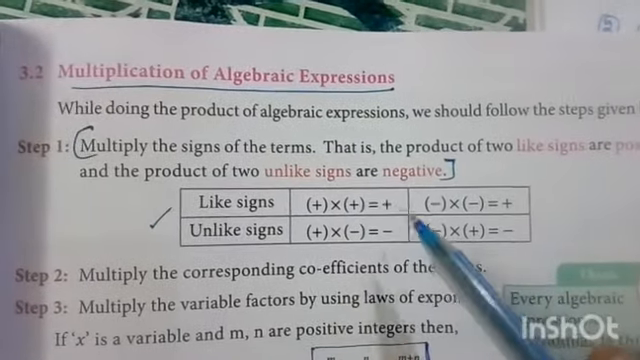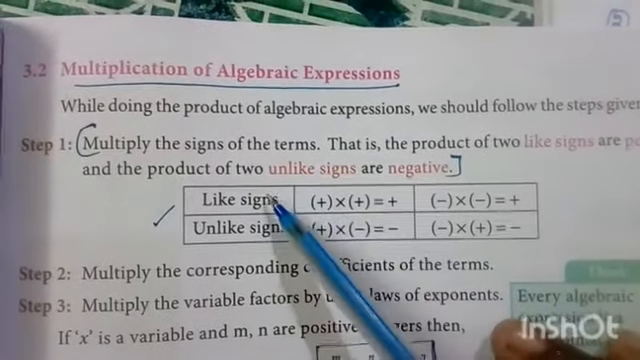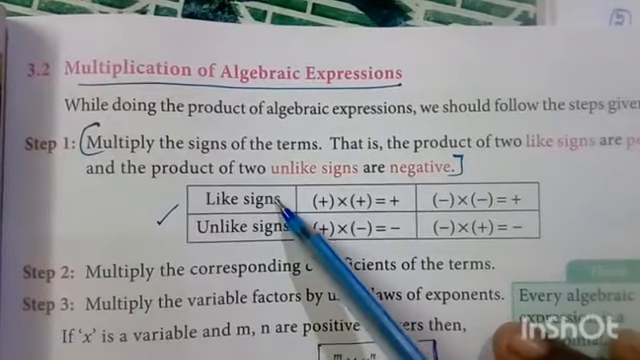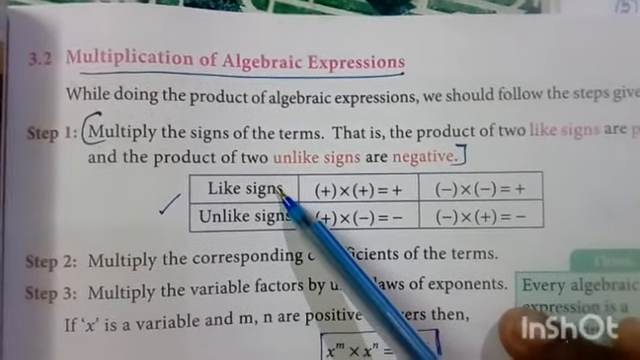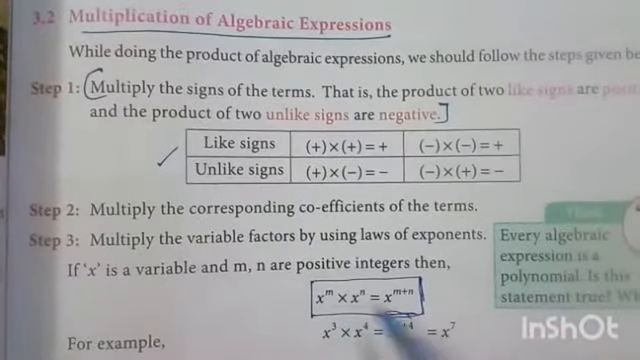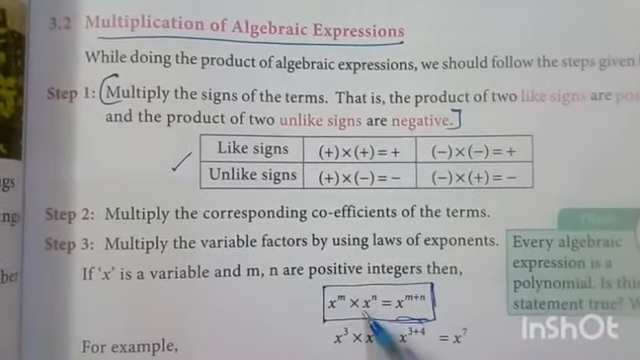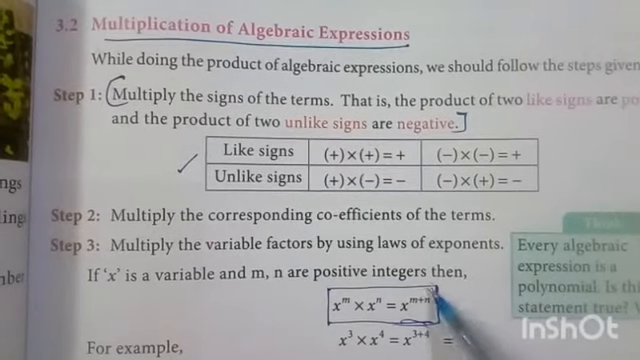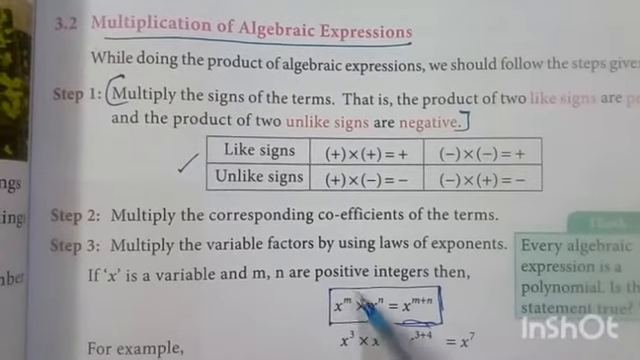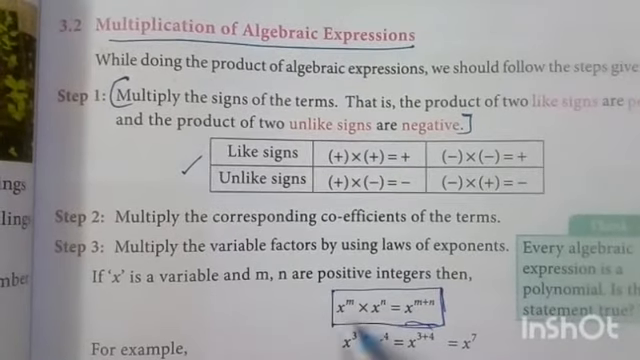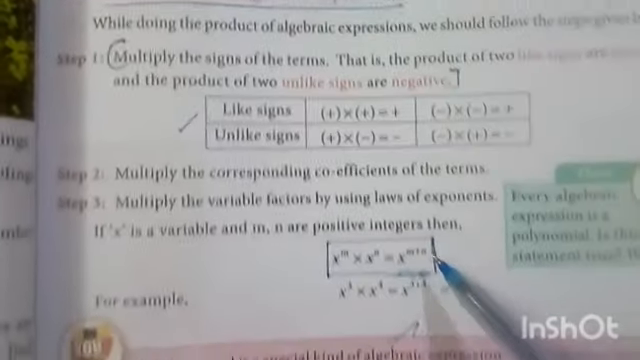For multiplication, we have to follow the rules. First, multiply the signs, then the coefficients, then the variables. For this you have to follow the exponents rule. You learned it last year: x^m into x^n equals x^(m+n). For the same base, we have to add the powers.